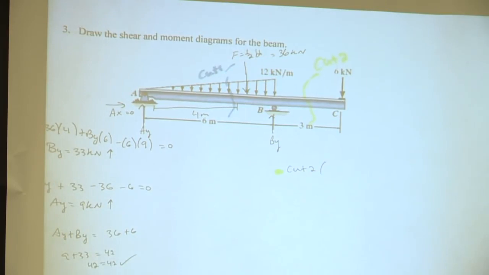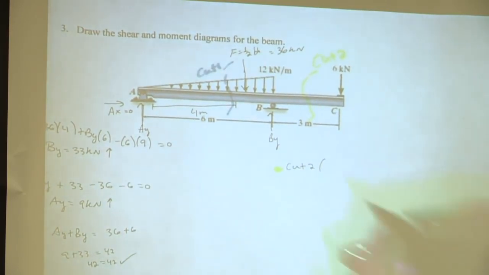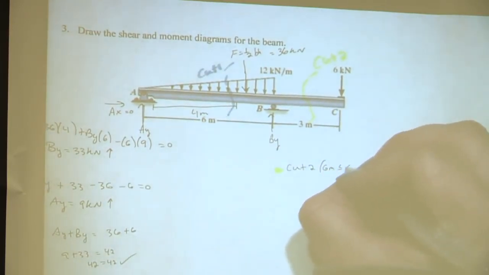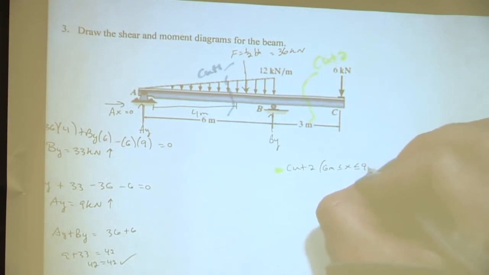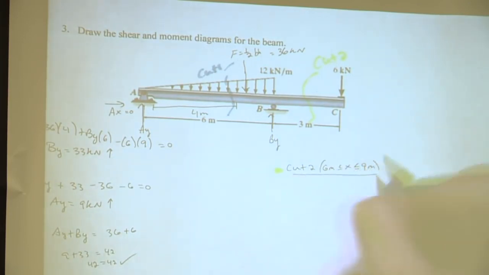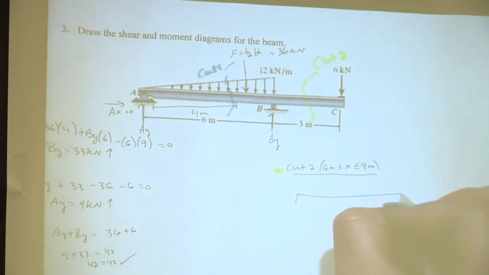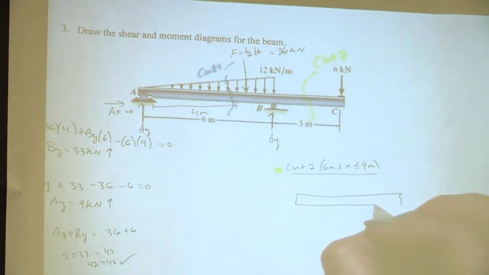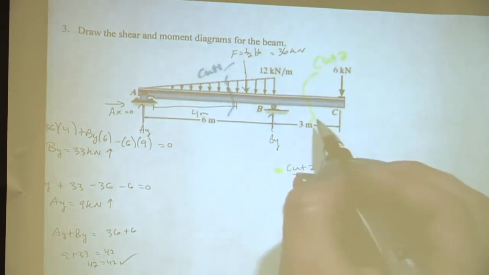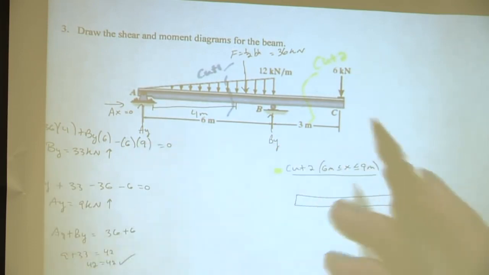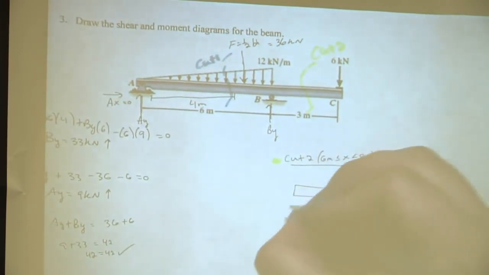And then what should we have here? Between 6 and 9 meters. So what should we include on our free body diagram? Everything from the left to the right. Okay, awesome, so everything from the left of the beam to this cut section, so we still have AY.